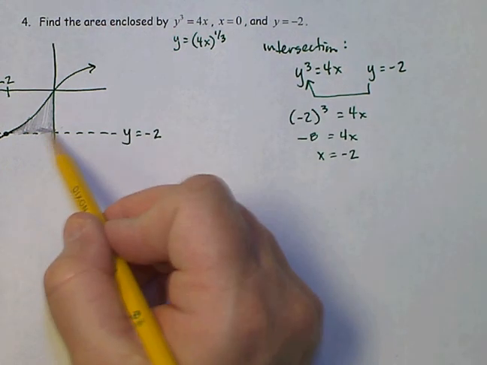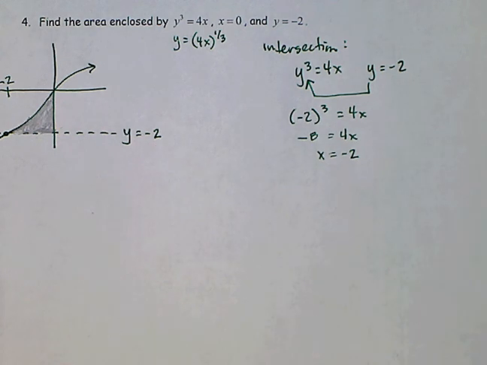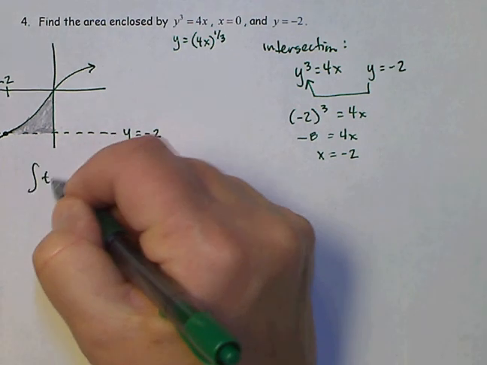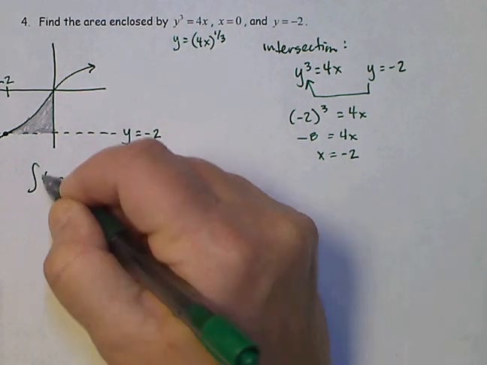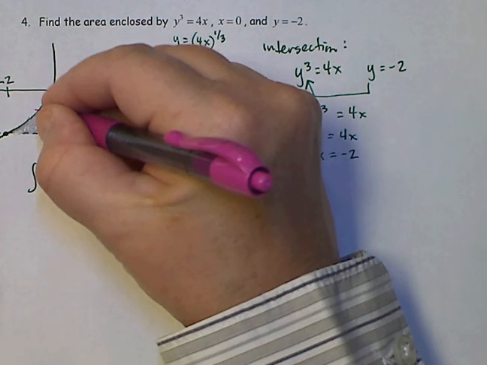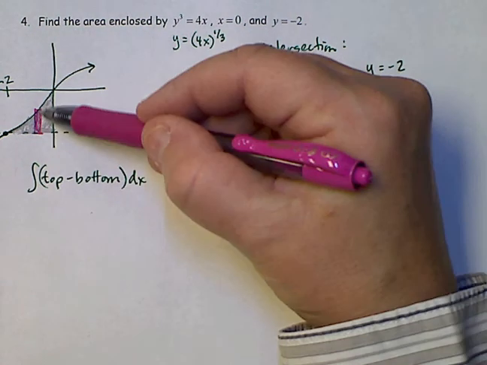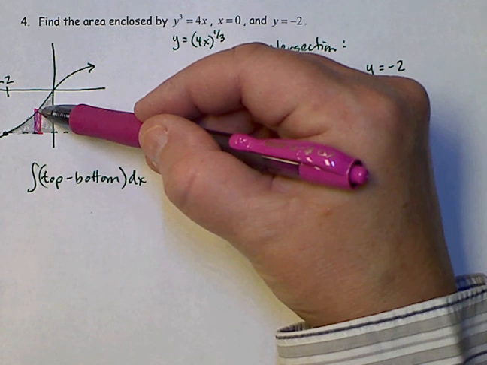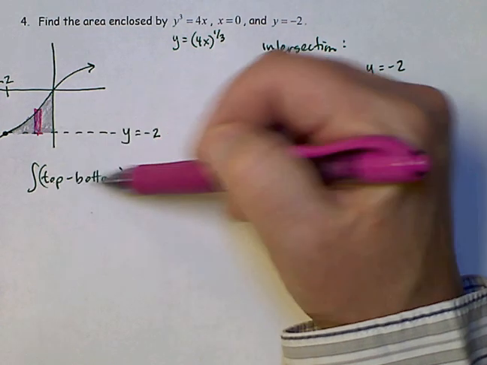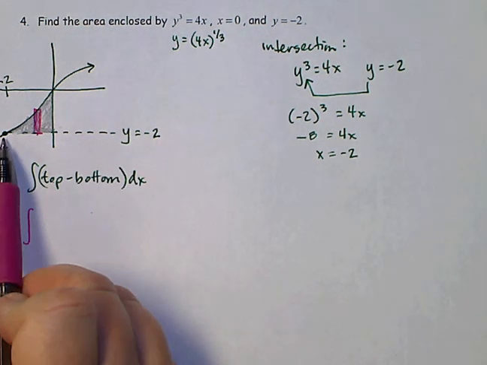And if you remember from Friday, the area enclosed between two curves is equal to the integral of top minus bottom function. And the other thing I want you to think about is really what we're doing is summing up a bunch of rectangles just like that. Okay? Where the height of this rectangle is this top function value minus the bottom function value. That's why this works here, top minus bottom. So here we go. We want the integral, and our boundaries are going to be from negative 2 to 0.